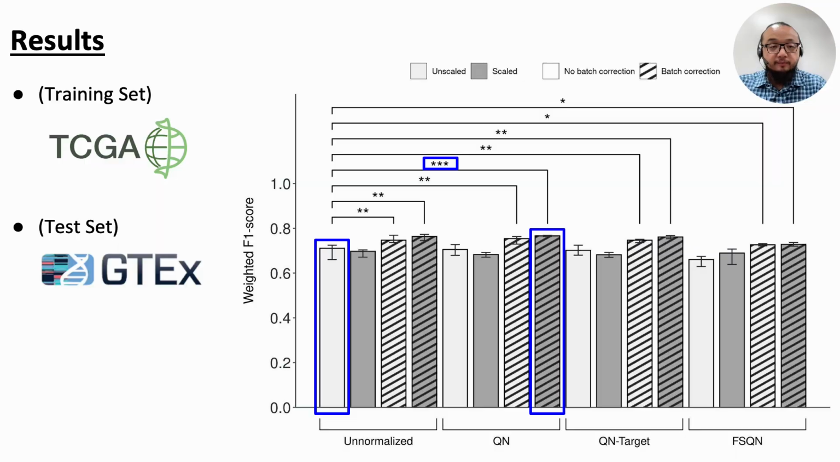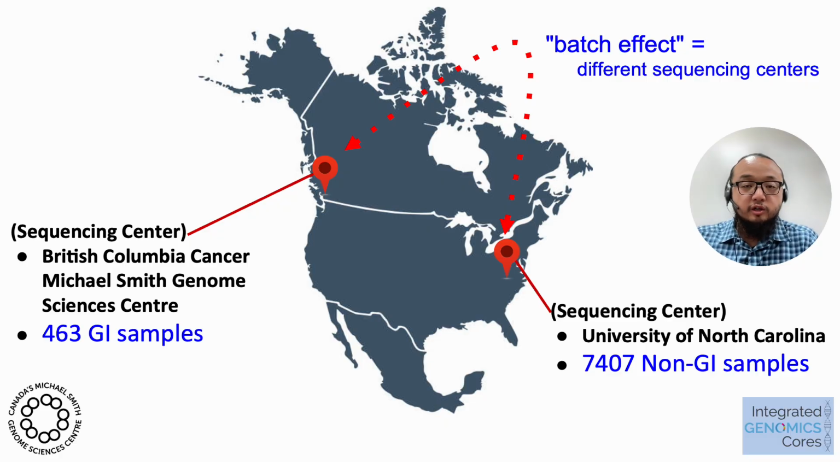You saw this image earlier with the different sequencing centers. Here it is again in more detail. We can see that the GI or gastrointestinal samples for TCGA were all sequenced in British Columbia, while the non-GI samples were sequenced at the University of North Carolina. If we have the batch information for each sample, we can perform batch effect correction to remove this systematic variation.